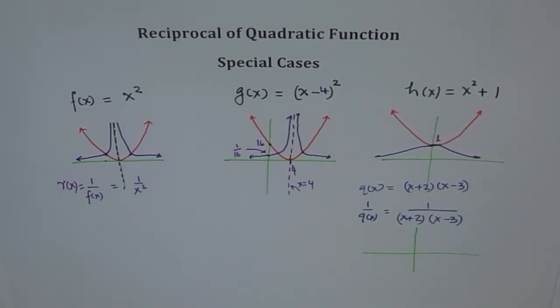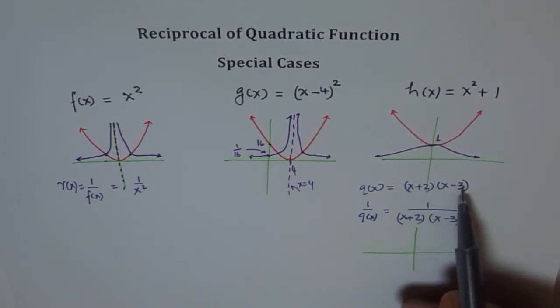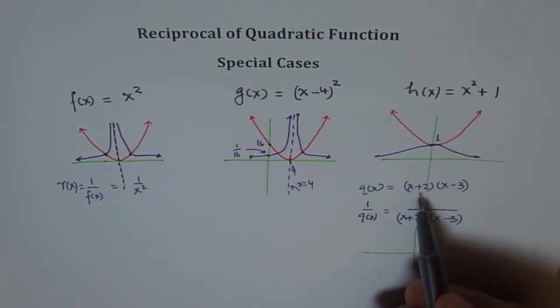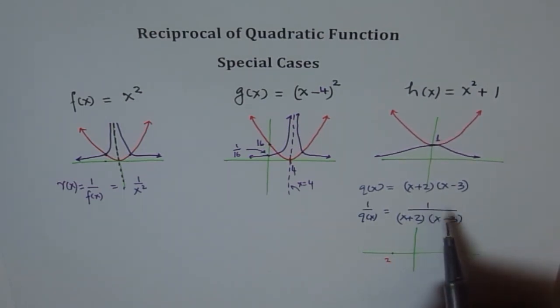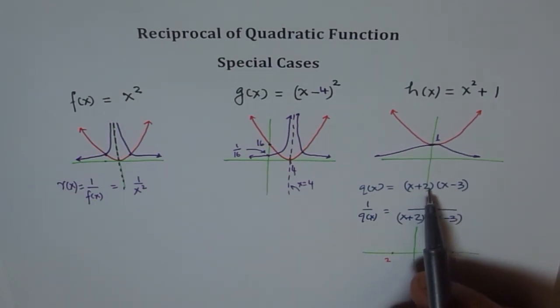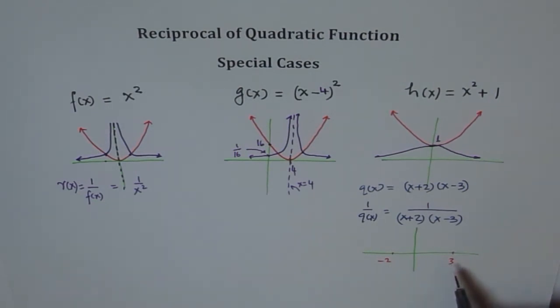So that should look like this. It will have two vertical asymptotes, right? Well, if I put 0 here, then I get minus 6, right? And my zeros here are at minus 2 and 3. So the vertical asymptote will be where? Midway, right? We'll add minus 2 and plus 3, so we get 5, and divide by 2 will give us 2.5.